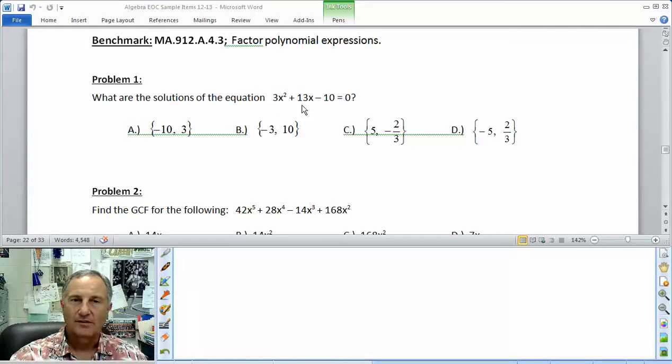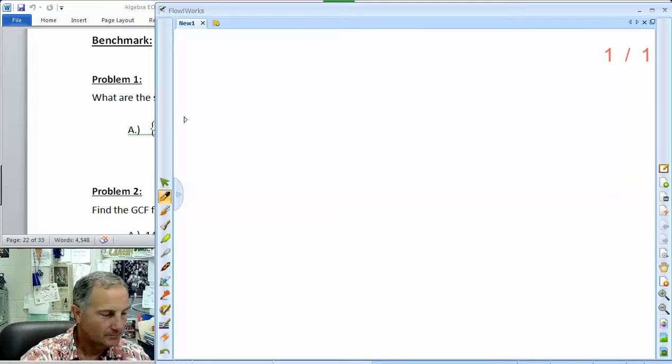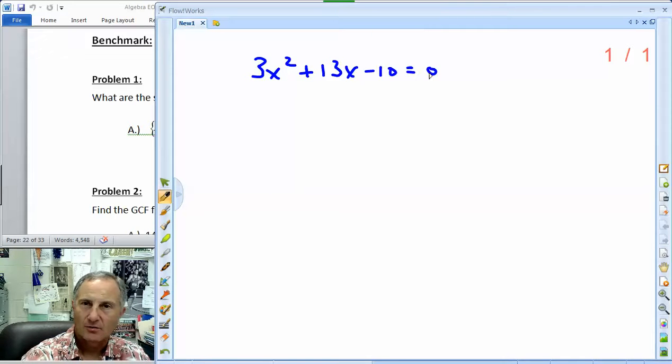We solve these by either factoring it and setting each factor equal to 0, which I'll do here using fabulous factoring. Or you can always use the quadratic formula, which we just got done using, where a is 3, b is 13, c is negative 10. Remember, that works all the time. It's just a little longer sometimes. So let's take a look at what we got here. We've got 3x squared plus 13x minus 10 equals 0.